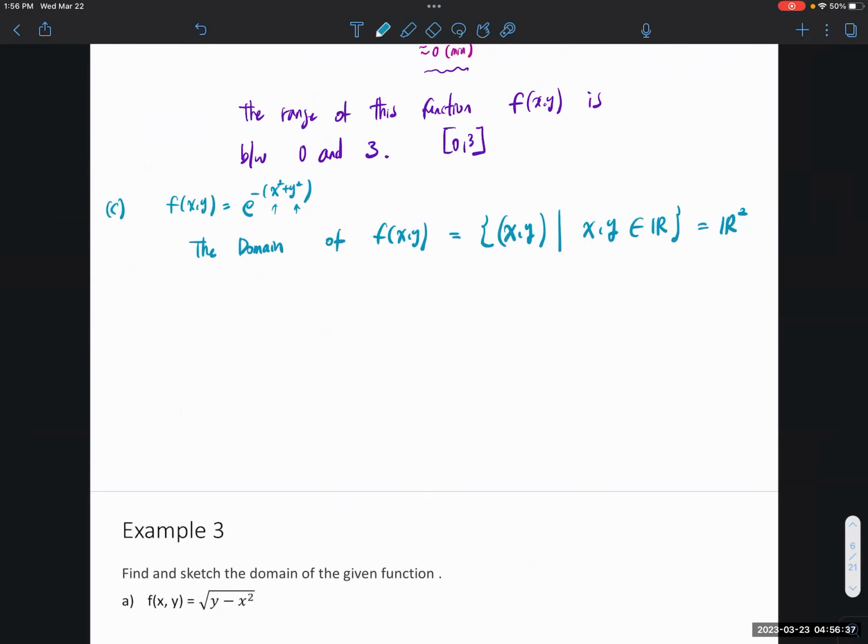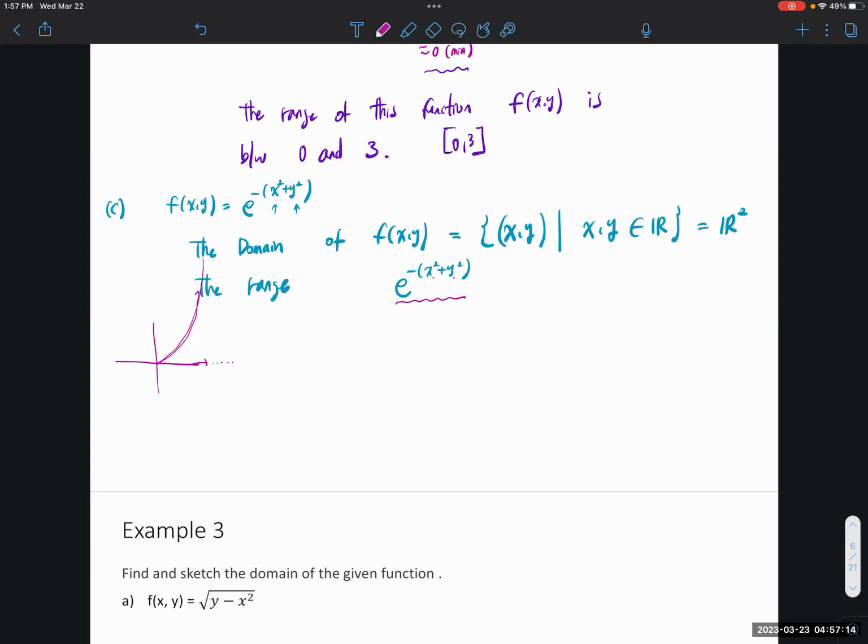It's the same meaning. Now, I want to find out the range, right? The range is going to be just to look at the outcome. e to the negative x squared plus y squared. An exponential cannot be a negative number. That's a fact. And this is exponential. It's going to keep going and going forever, because the x and y domain can be any number. Your outcome keeps going and going forever, right?